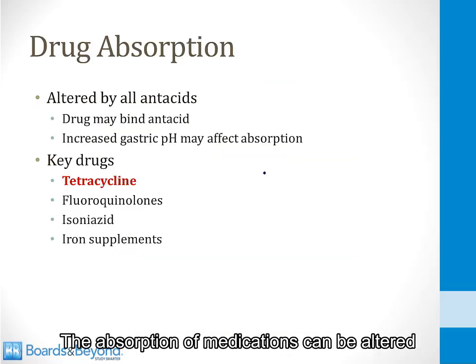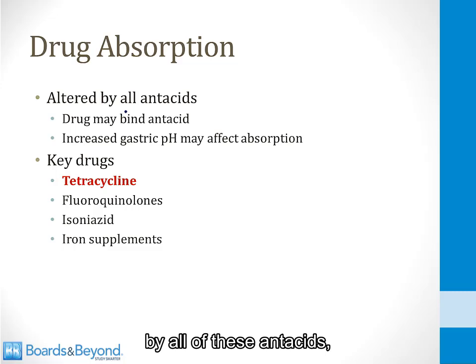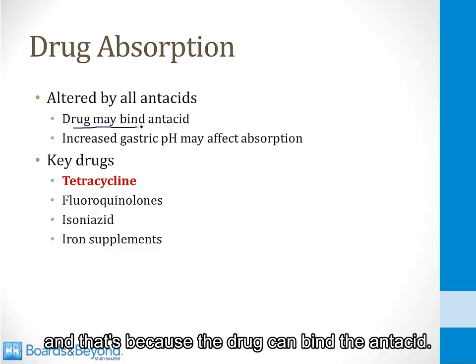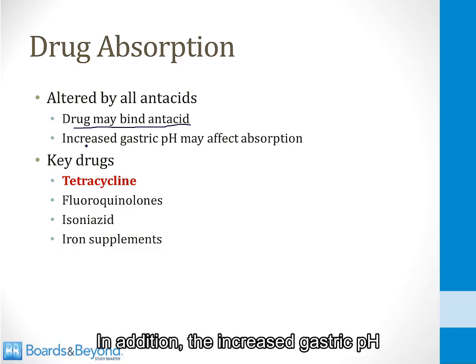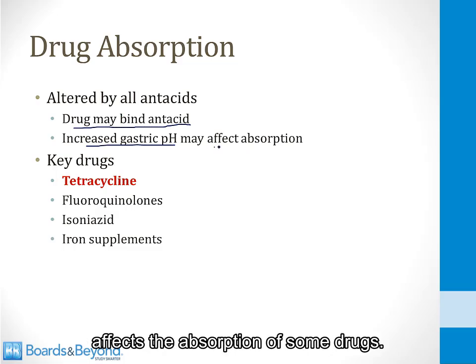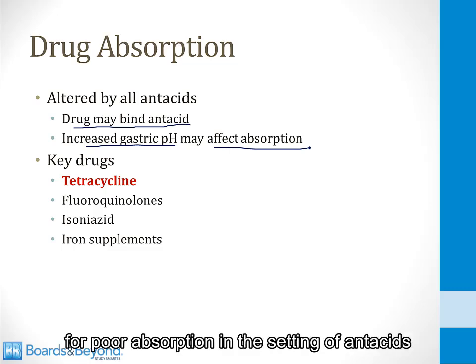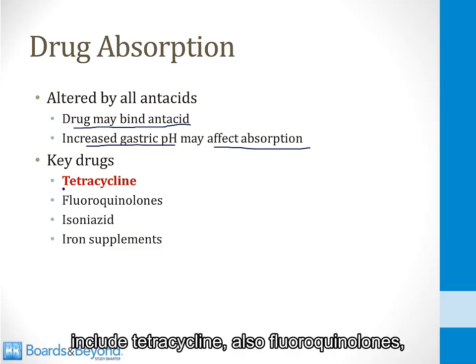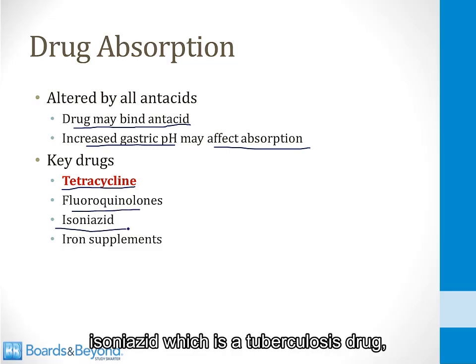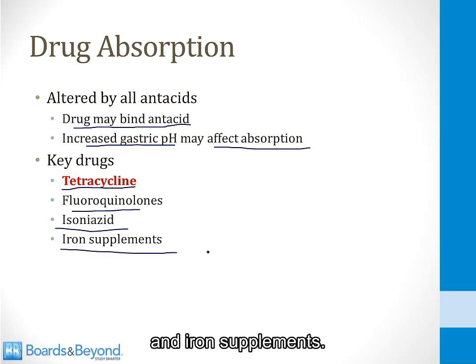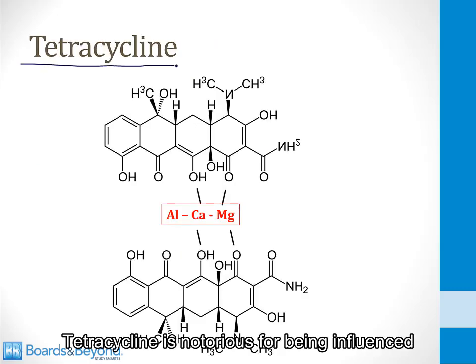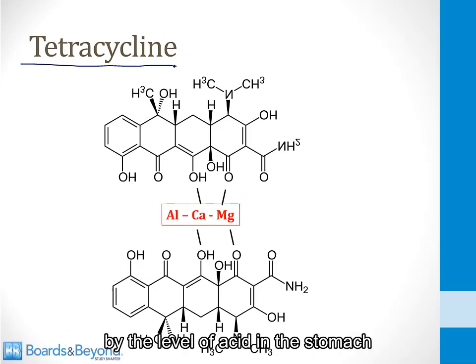The absorption of medications can be altered by all of these antacids, and that's because the drug can bind the antacid. In addition, the increased gastric pH affects the absorption of some drugs. Some of the most important drugs that are at risk for poor absorption in the setting of antacids include tetracycline, also fluoroquinolones, isoniazid, which is a tuberculosis drug, and iron supplements. Tetracycline is notorious for being influenced by the level of acid in the stomach in terms of its absorption.